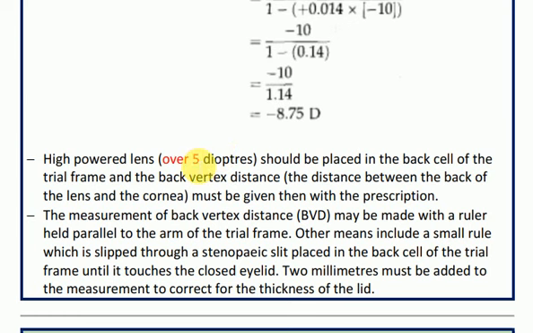This measurement may be made with a ruler held parallel to the arm of the trial frame. Other means include a small ruler which is slipped through a stenopeic slit placed in the back cell of the trial frame until it touches the closed eyelid. 2 mm must be added to the measurement to correct for the thickness of the lid.